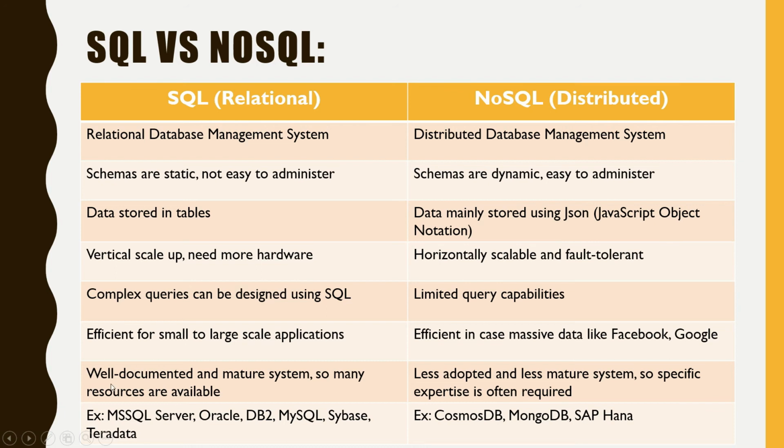SQL is well documented and mature system with so many resources available in the market, whereas NoSQL is less adopted and less mature system, so specific expertise is often required to work on NoSQL. There is resource crunch in the market for NoSQL. Examples of relational system are MS SQL Server, Oracle, DB2, MySQL, Sybase and Teradata, whereas examples of NoSQL are Cosmos DB, MongoDB and SAP HANA.